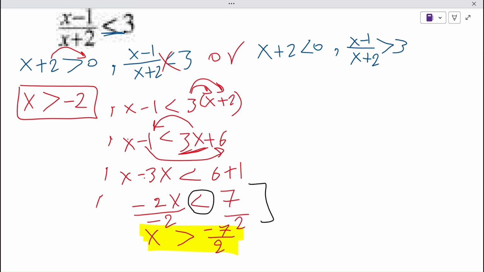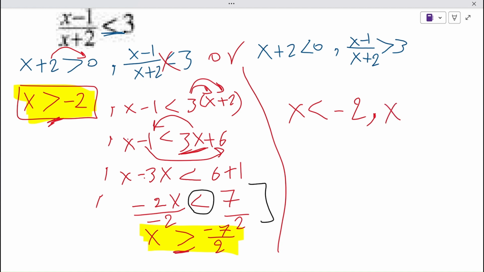What about the other side? I told you, you don't need to solve it, just change the sign. Change the sign of this here. This has become x, here we have greater, make it less than negative 2. Then here we have greater, again make it less than, x less than negative 7 over 2. Let's determine on the number line.